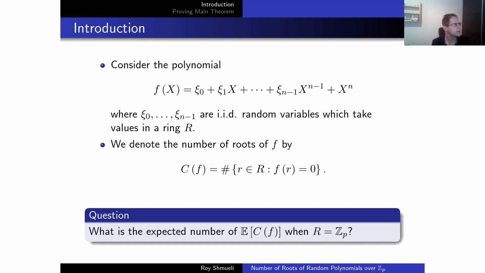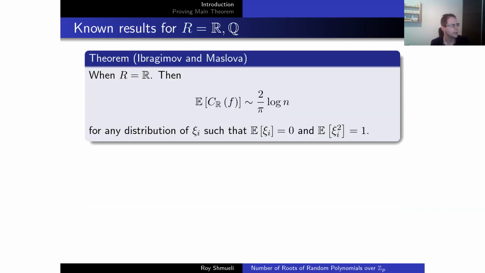These questions in other rings have been researched before. One result of Ibragimov and Maslova is that the expected number of roots of the polynomial in the reals is asymptotically about log n for every distribution with expected value 0 and variance 1.